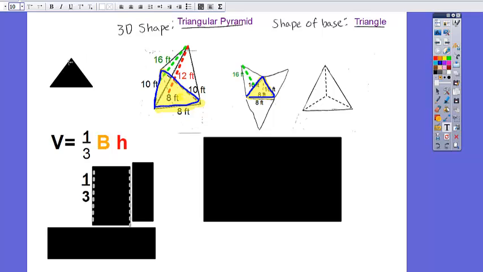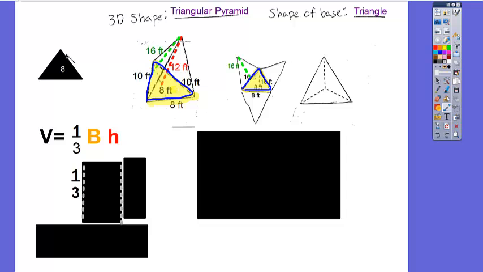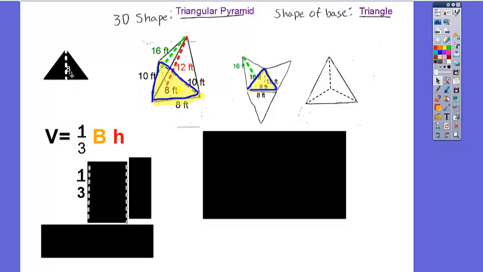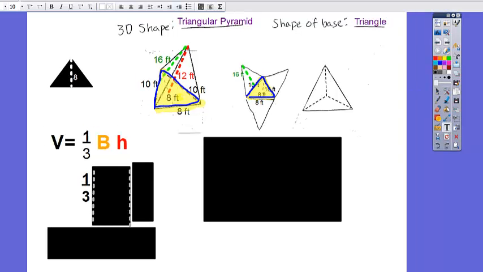So right here in the middle, that's where my 8 is going to go. That's not the area, that is the height of my base here. I'll go ahead and change that color. So my height of my base is 8. The base of my base is also 8. So right here, the base of my base is also 8. And these slanted edges are 10 each.